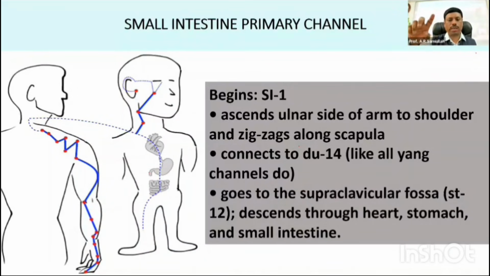From the shoulder region, there is an energy called the interior energy pathway. From the shoulder region, the scapula region, it communicates to the front side of the chest. From the front of the chest, it goes to the heart region, because the heart is the coupled organ of the small intestine. From the heart, it descends downwards to the stomach region. From the stomach, it goes to the colon. That's called the small intestine.